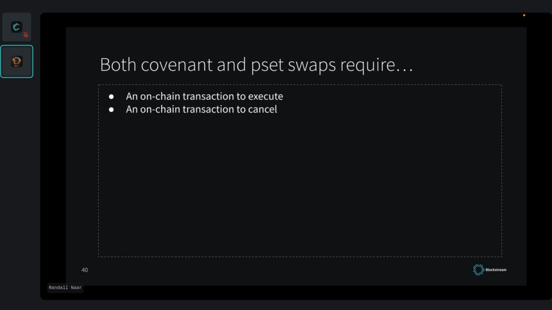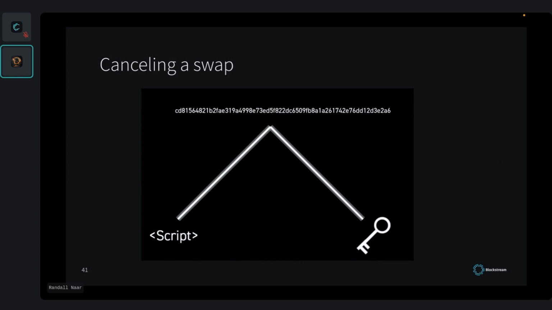And finally, I also wanted to say both covenant and PSET swaps do require an on-chain transaction to actually execute, right? If it's not on the blockchain, it's not really final. And also an on-chain transaction to cancel. I didn't really get into canceling the covenant. As you saw in the script, it looks like there's really no way to get out of that covenant. So I did want to say you can cancel the swap.